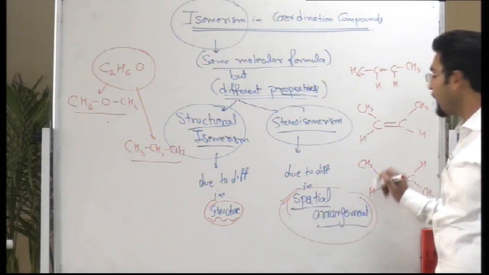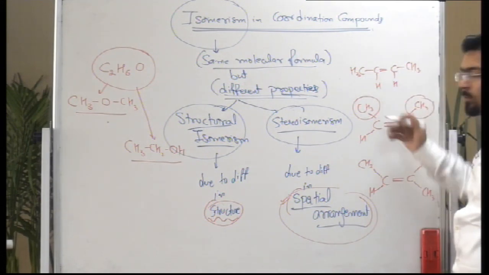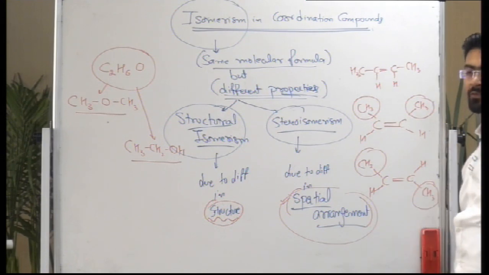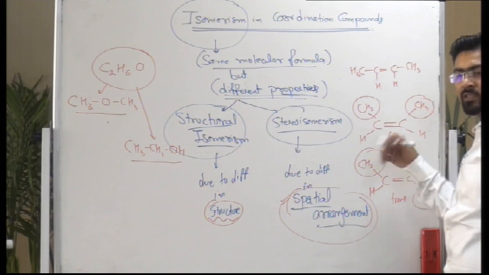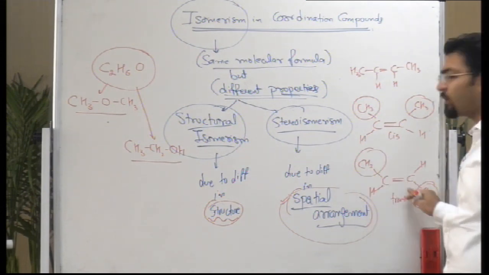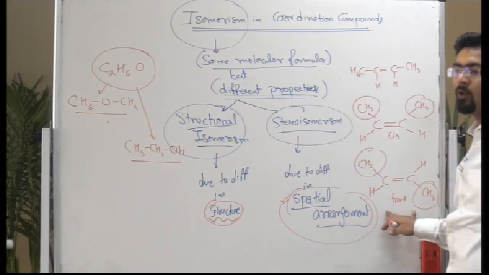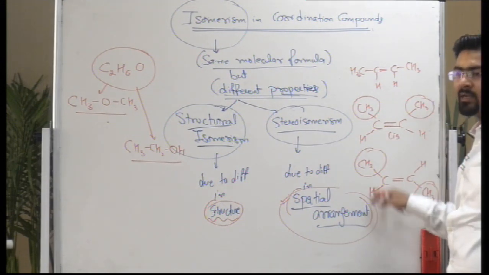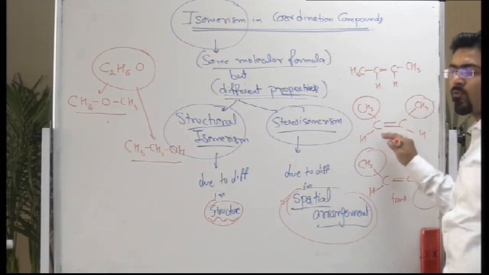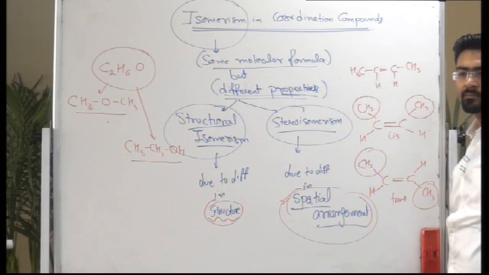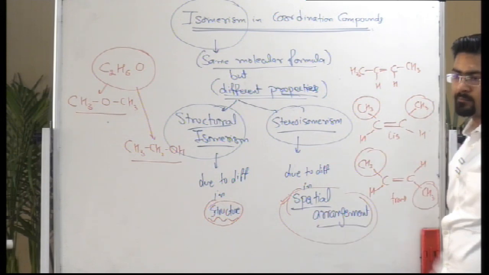Spatial arrangement is different. In this case, the two larger groups, which are the same CH3 groups, are on the same side of the double bond, and here the two groups are on the opposite sides of the double bond, that's why it's called trans and this is called cis. And because of this arrangement, their properties are different. For example, one has zero dipole moment, the other has some dipole moment, it is slightly polar in nature, while the other is completely non-polar in nature. One has symmetrical geometry, the other has relatively less symmetrical geometry, and for that reason a lot of such properties vary. Clear? So this is what happens in stereoisomerism.